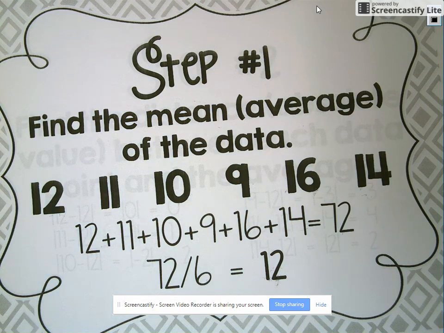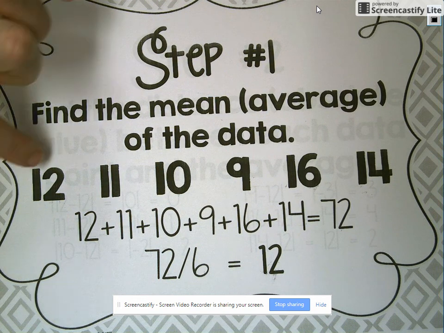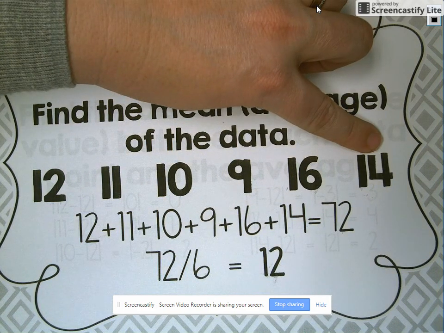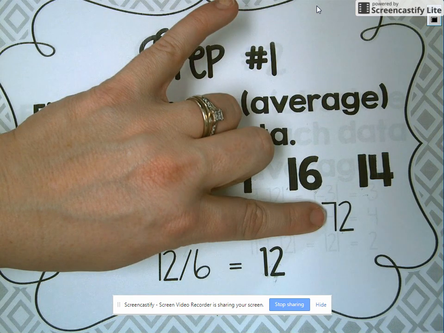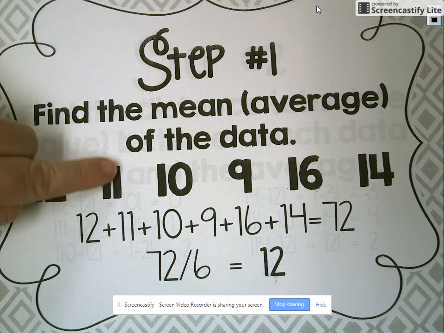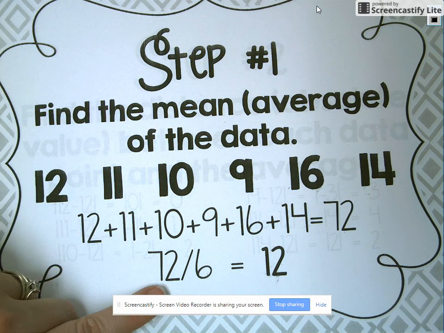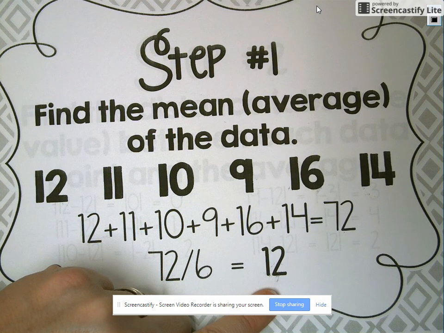Okay, step 1. Find the mean or the average of all the data. Yesterday we went over this, but just for a refresher, if 12, 11, 10, 9, 16, and 14 are your data points, you would add them all together, which would give you 72, and then you would divide it by the amount of data that you have. You have 1, 2, 3, 4, 5, 6 numbers, and so you would divide 72 by 6. So your mean or your average is 12.